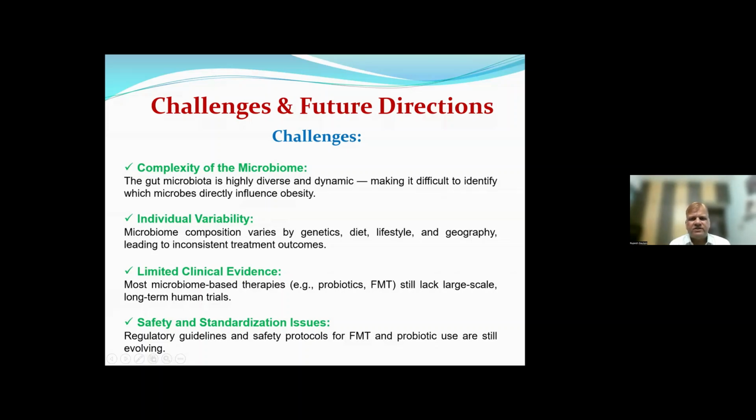Now, challenges and future directions. Challenges: complexity of the microbiome. The gut microbiota is highly diverse and dynamic, making it difficult to identify which microbes directly influence obesity. Individual variability: microbiome composition varies by genetics, diet, lifestyle, and geography, leading to inconsistent treatment outcomes. Limited clinical evidence: most microbiome-based therapies, such as probiotics, still lack large-scale long-term human trials, and there are safety and standardization issues. Regulatory guidelines and safety protocols for FMT and probiotic use are still evolving.